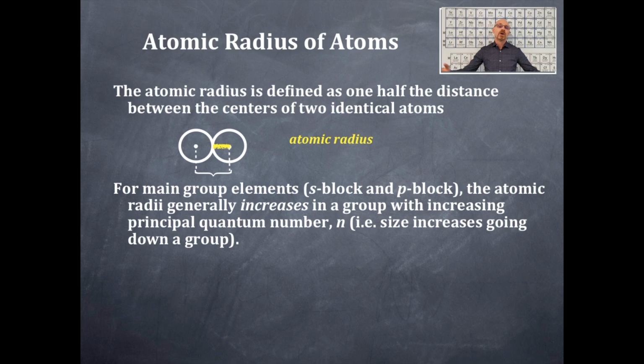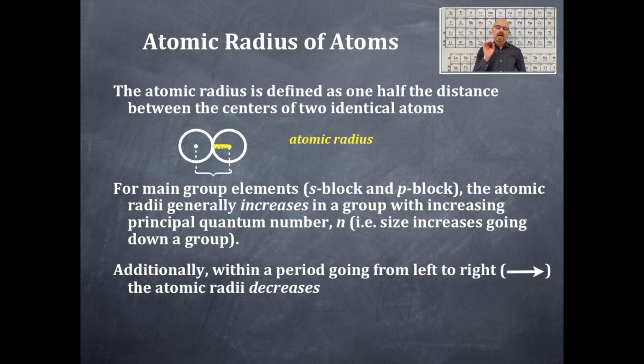All right. So for main group elements, that is s and p block elements, the atomic radius generally increases in a group with increasing principal quantum number n. That is, the size increases going down a group. Additionally, within a period going from left to right, the atomic radii decrease. We're going to check both of these out on a graph and then also on the periodic table, and hopefully that will make sense and congeal this together for you.